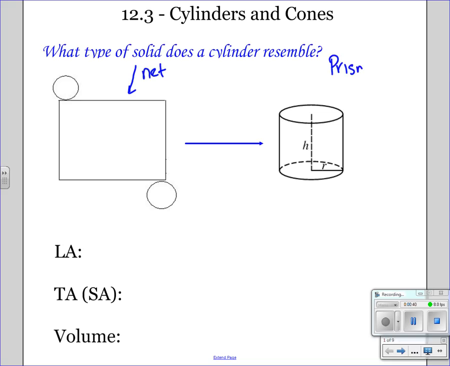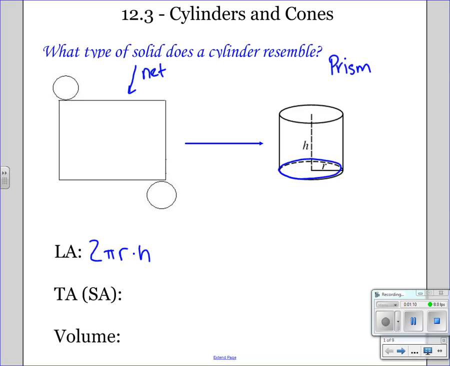So we're going to be using that idea to get our lateral area, our total area, or the surface area, and the volume. So the lateral area from a prism is the perimeter of the base, while the perimeter of the base is the circumference of that circle. So that's 2 pi r times the height. So the lateral area is 2 pi r times the height.